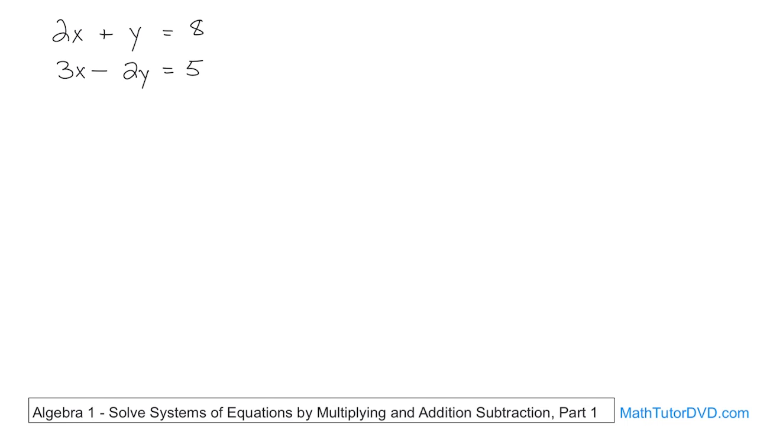Now, we would like to do this by addition or subtraction, but the problem is if we add this and this, we'll get 5x, and if we add this and this, we're going to get negative y, so we're not canceling anything. So at first it appears that you can't do anything really with this, with addition and subtraction.